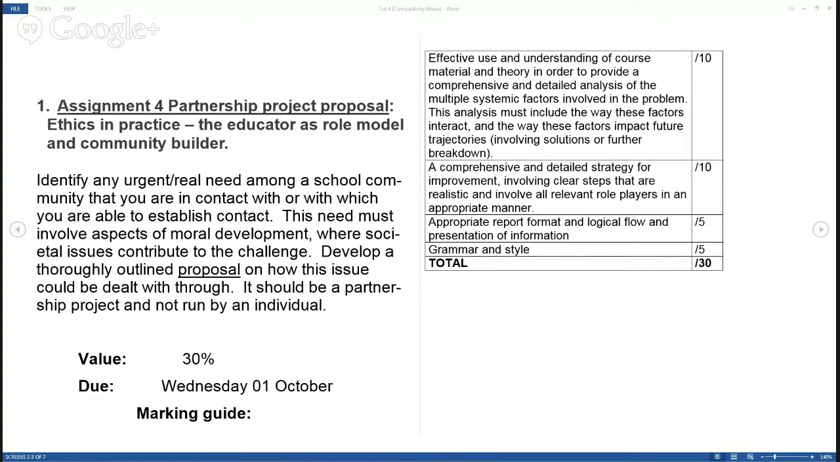That's 10 marks. 10 marks, a comprehensive and detailed strategy for improvement involving clear steps that are realistic and involve all relevant role players in an appropriate manner.